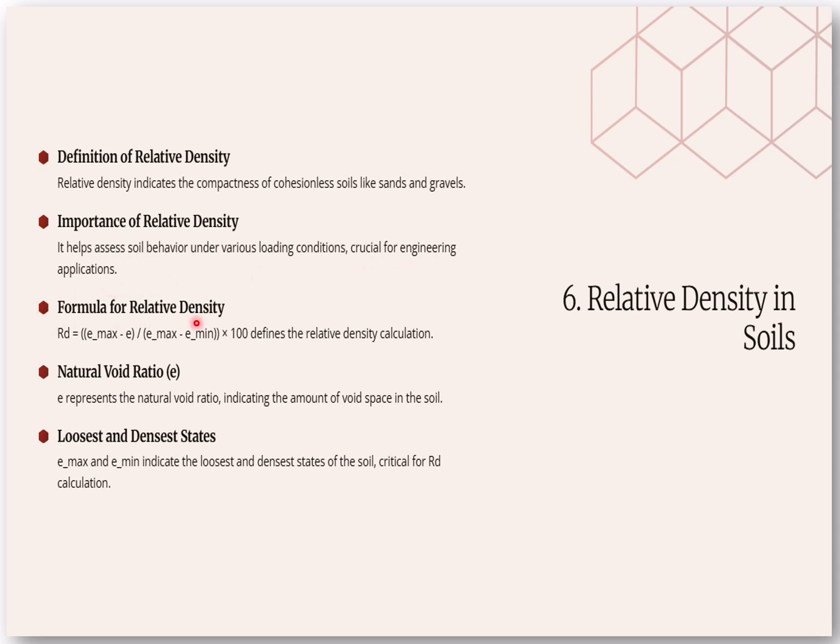So what is the formula for relative density? Relative density is nothing but (e max minus e) divided by (e max minus e min), into 100. This defines the relative density calculation, where e is the void ratio. e represents the natural void ratio, indicating the amount of void space in the soil. And e max and e min indicate the loosest and densest state of soil, critical for relative density calculations.